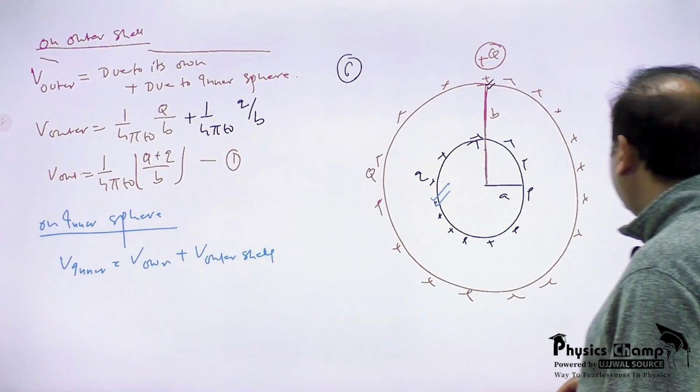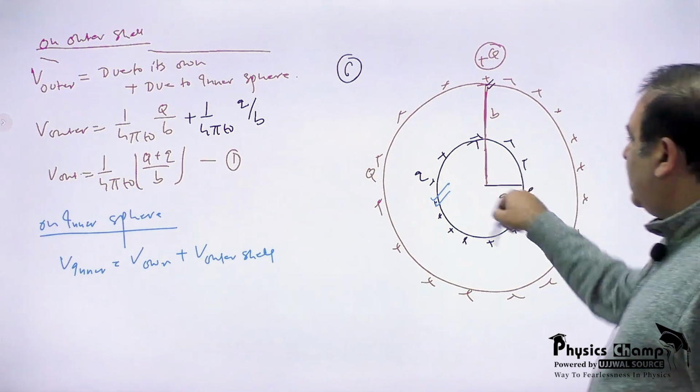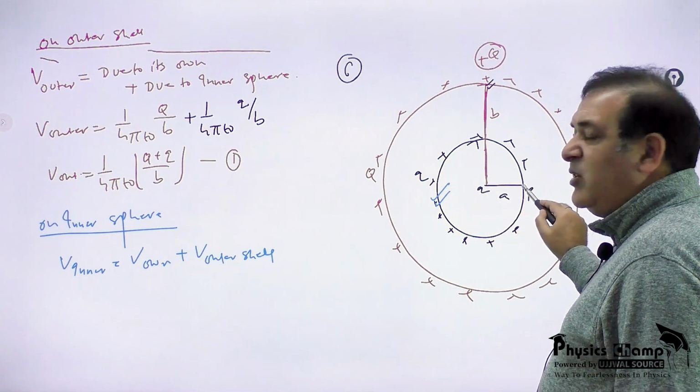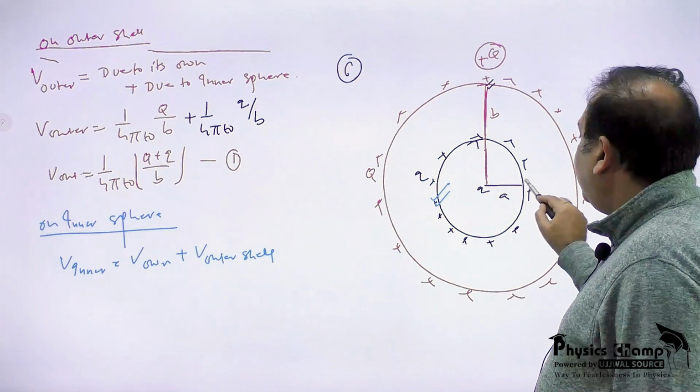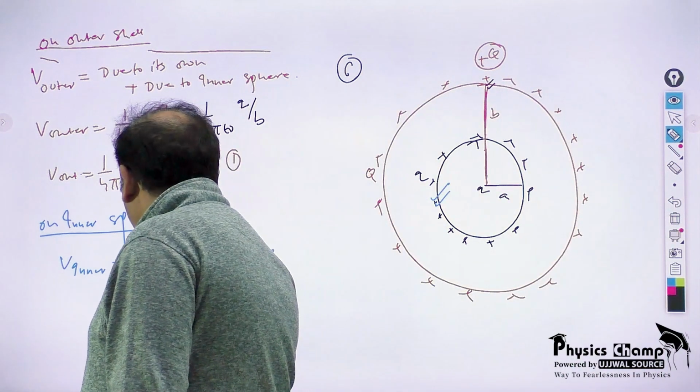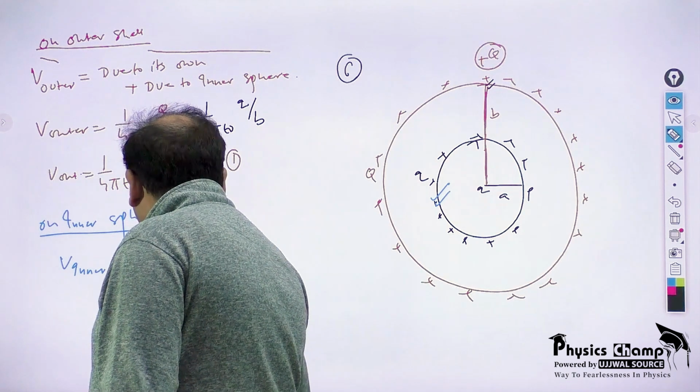Now if I ask how much the potential will be due to its own charge, it will assume as though the whole charge is situated at the center, at a distance a, so the potential will be 1 by 4 pi epsilon naught q by a. So due to its own charge, the potential will be 1 by 4 pi epsilon naught q by a.